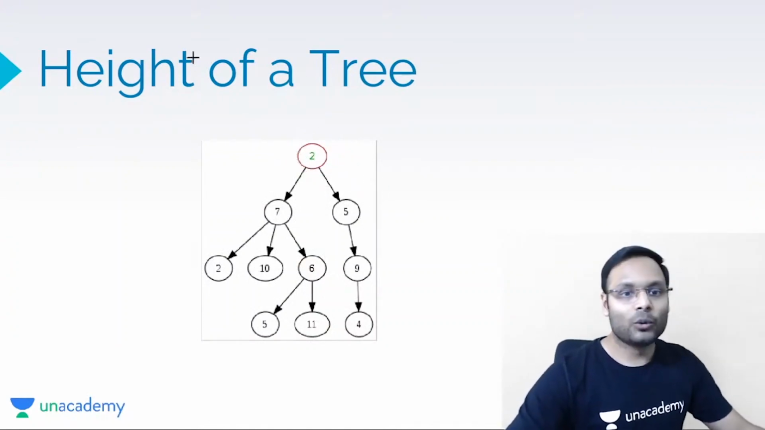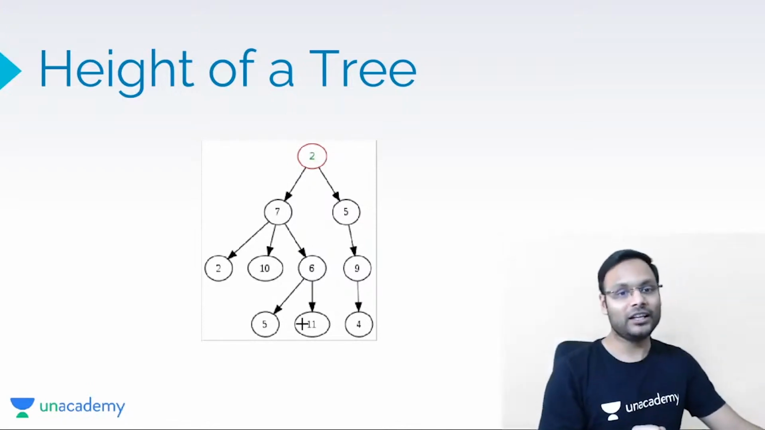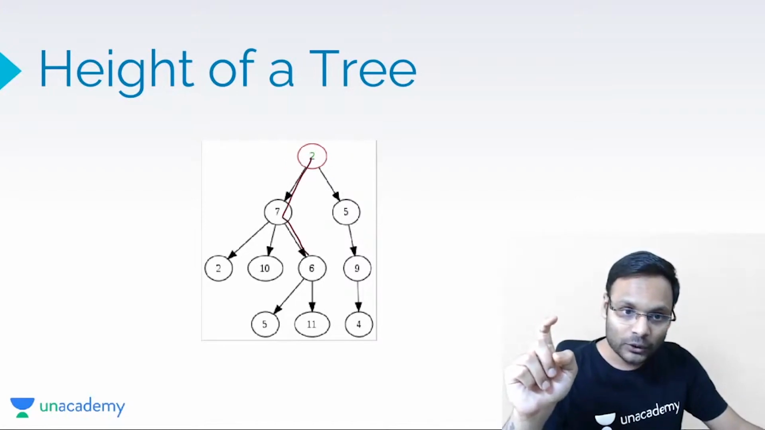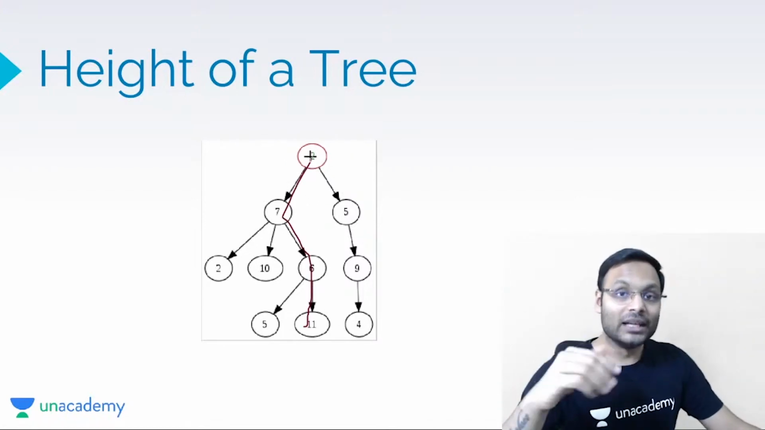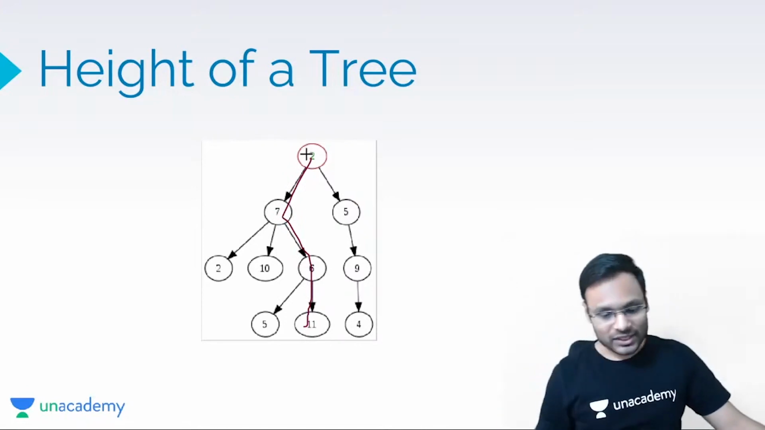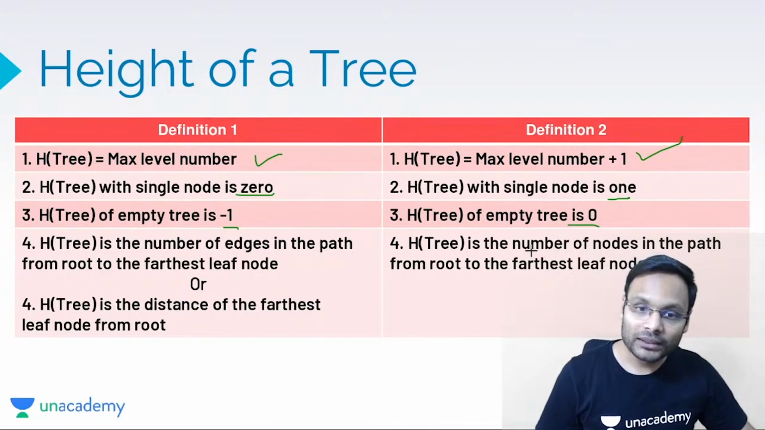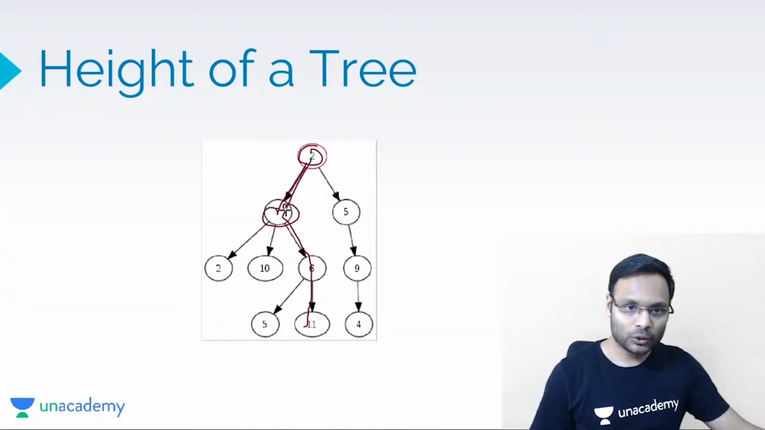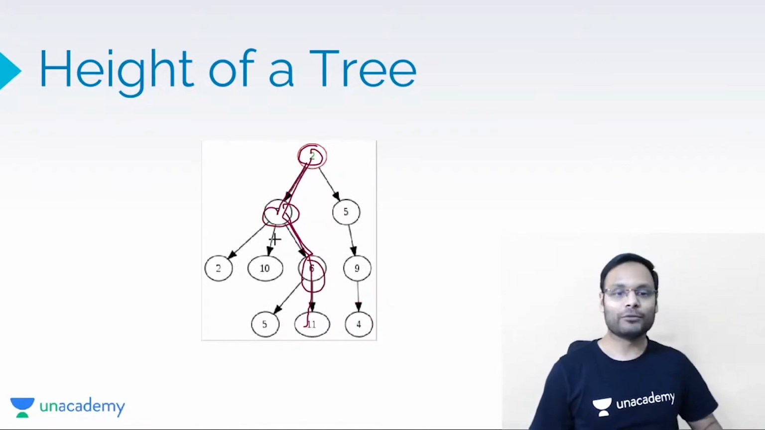How? What is the length of the path from the root to the farthest leaf node in terms of number of edges? 1, 2, 3. Height of the tree is 3. In the other definition, you are counting the number of nodes: 1, 2, 3 and 4. You can count up to here also, you can count up to here also. All are farthest leaf nodes.